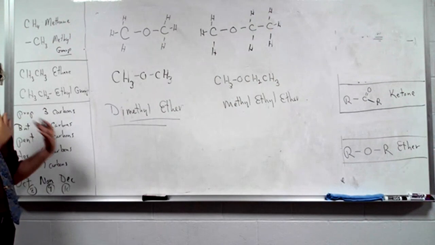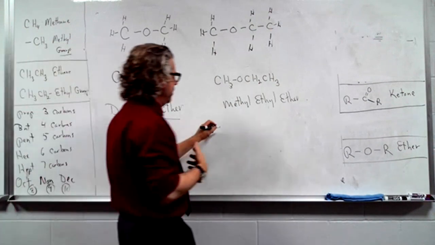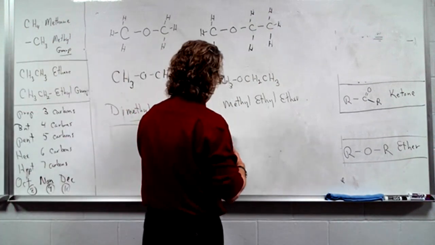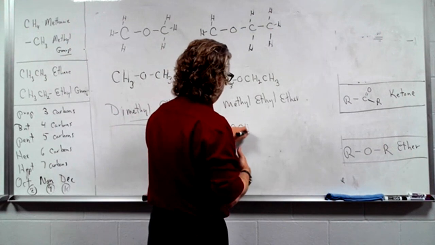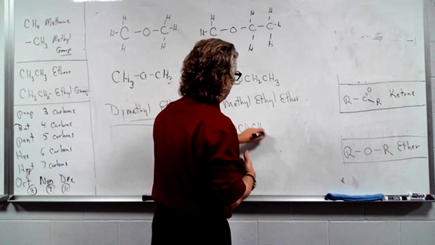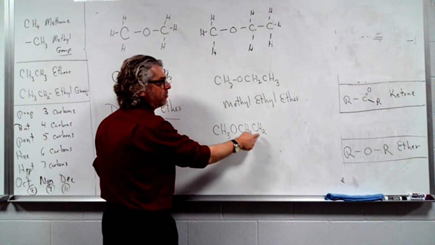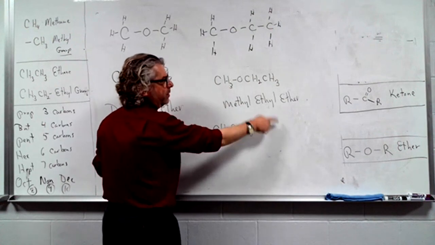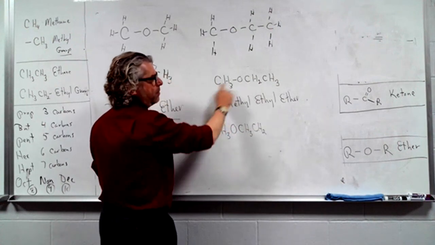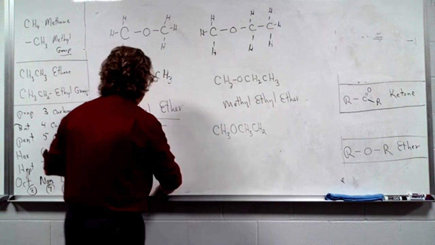What will people do if they want to shortcut things? Methyl ethyl ether, they'll do CH3O, CH3, CH2, because they've memorized that an ethyl is CH3, CH2, but that's only if it's bonded here. You've got to respect the order of these things, methyl ethyl ether.